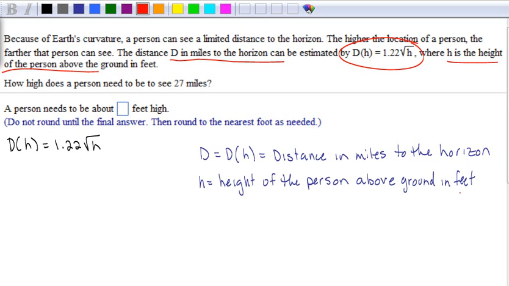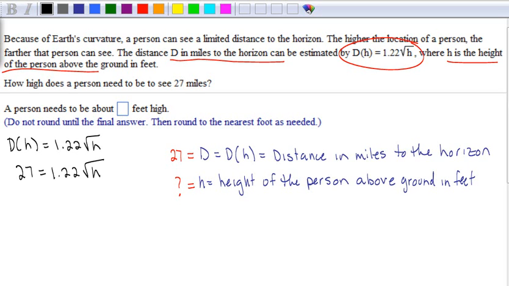So, if you look at the question, it asks, how high does a person need to be? So we are asking how high. So the question is, we're looking for the h when the d is 27 miles, when the distance he needs to see, and that's in miles. So what I'm going to do to answer this question is I'm just going to plug this into my formula. d, or d of h, is equal to 27, so I'll plug that in there. Leave the right side alone. And if I solve this radical equation, I will answer the question.